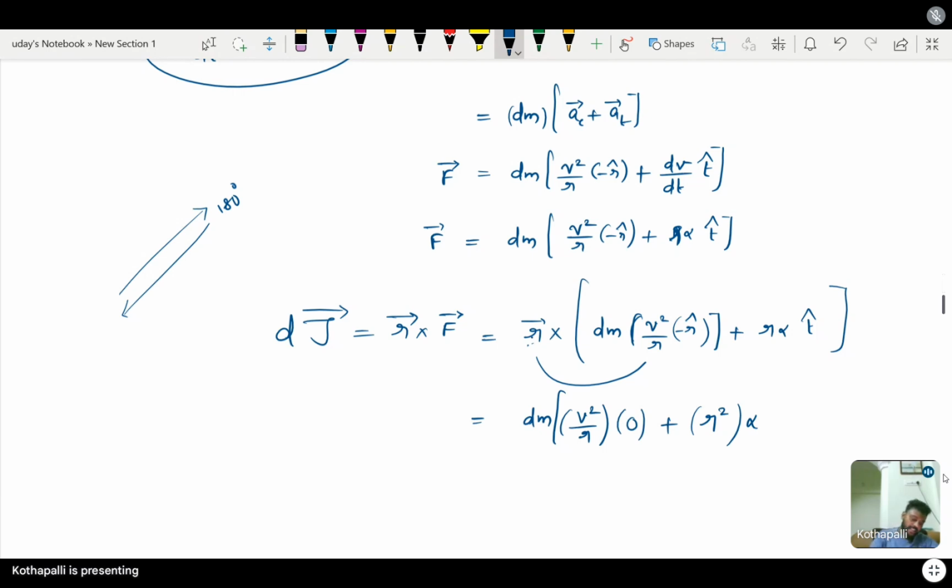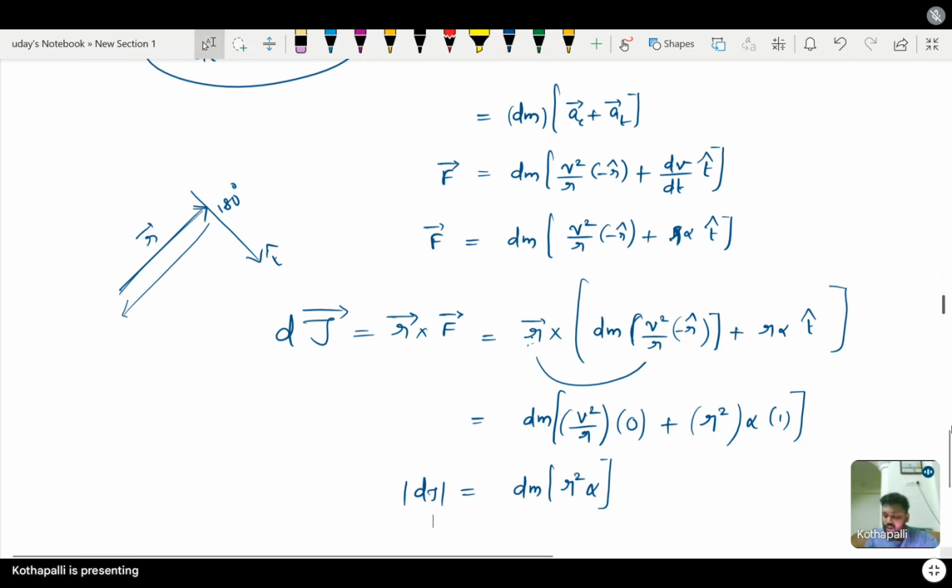R vector direction is like this, as I told you, and tangential vector direction is like this, t cap, isn't it? So what is the angle between them? 90 degrees. What will be sine 90? Understand? So what is the final conclusion? dm into r square into alpha. The n cap will come, that I will mention at last. Magnitude let us take, d tau.